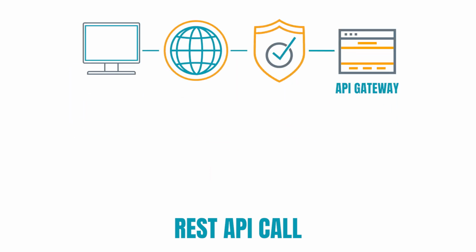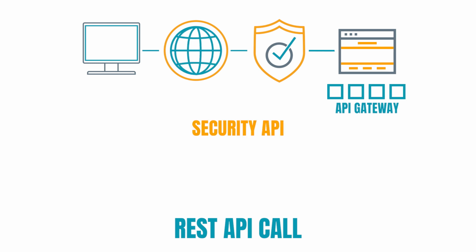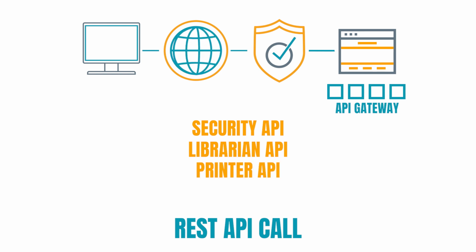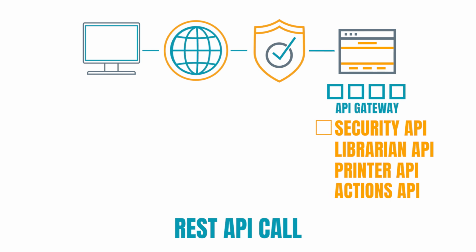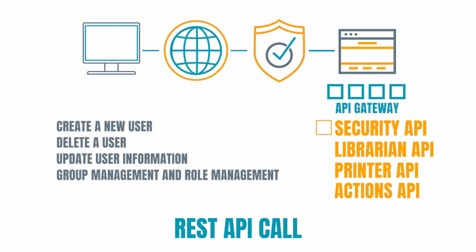Otherwise, it will be authenticated and passed to the next instance, the API gateway. The gateway takes your REST API call and can process it in 4 different APIs, including Security API, Librarian API, Printer API, and Actions API. In the Security API, you can automate actions like create a new user, delete a user, and update user information. Additionally, you can handle the group management and role management.